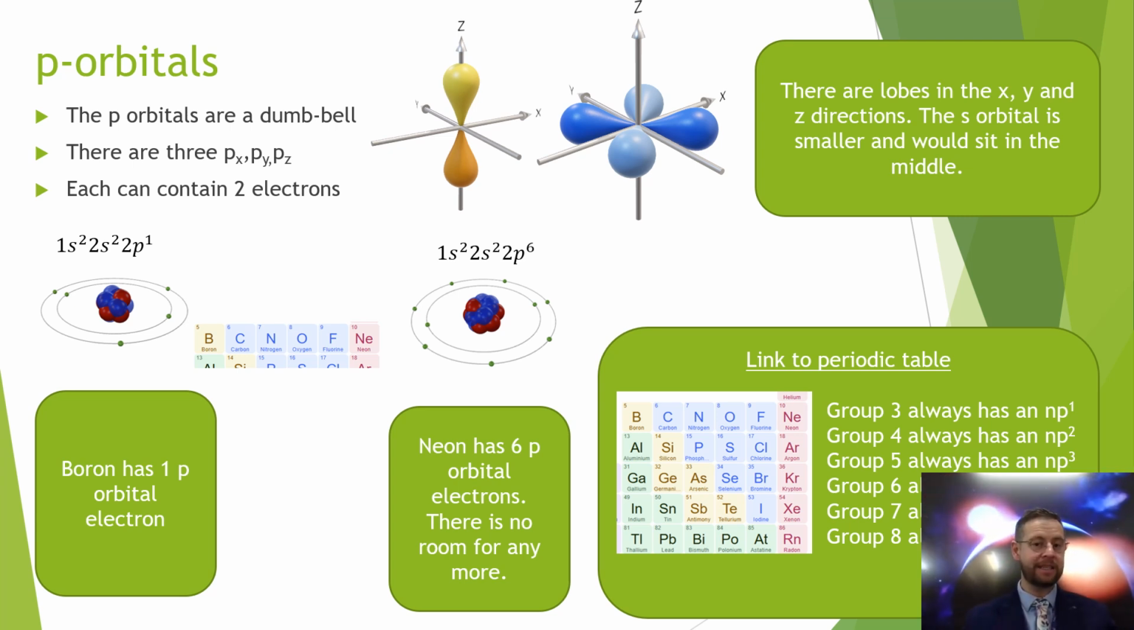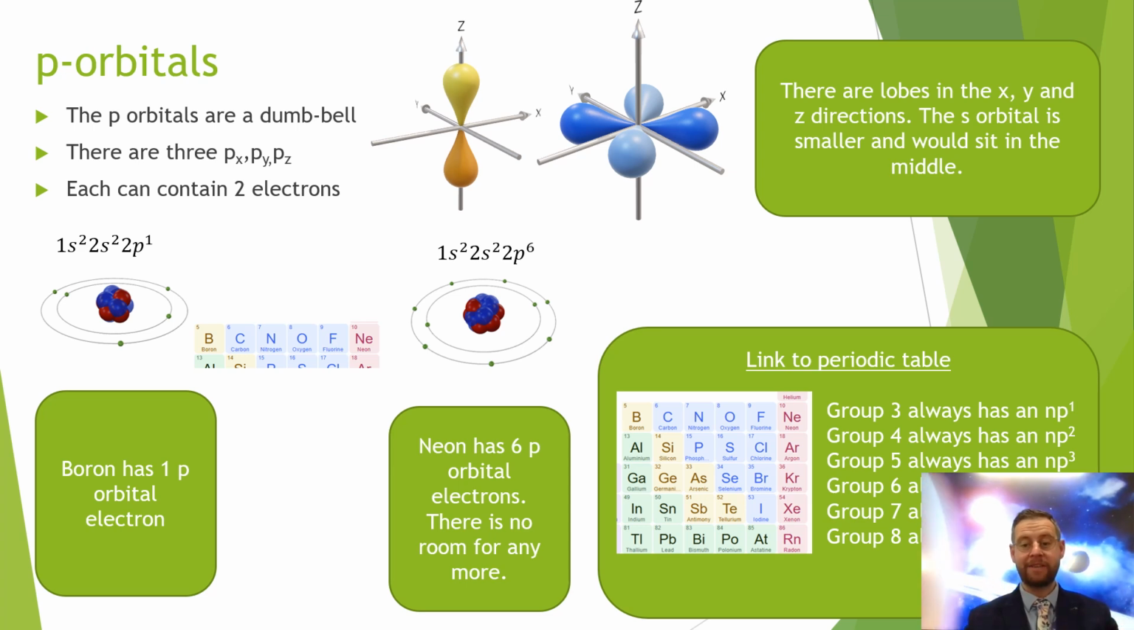You can see how to write this down. Well, if we were talking about boron, it has 1 electron in one of these p orbitals. It would be 1s2 for the first 2, 2s2 for the second 2, and then 2p1, with the 1 being the first electron to occupy one of these p orbitals. You can see here that group 3 always has an np1, group 4 have np2, group 5 always have np3, so it's always the group minus 2, because 2 of those electrons have come from s orbitals instead.